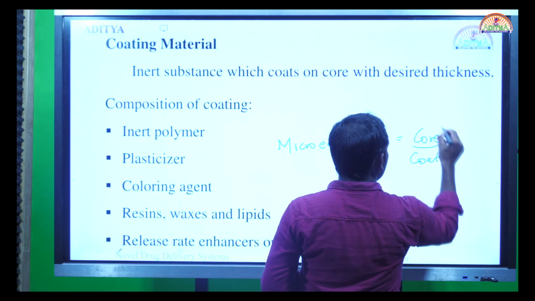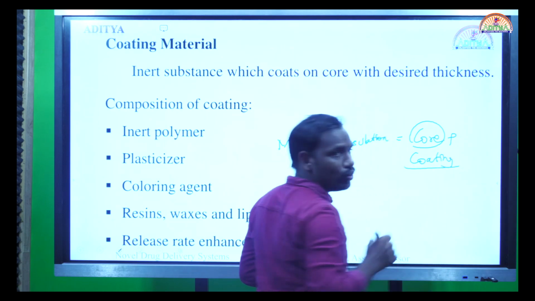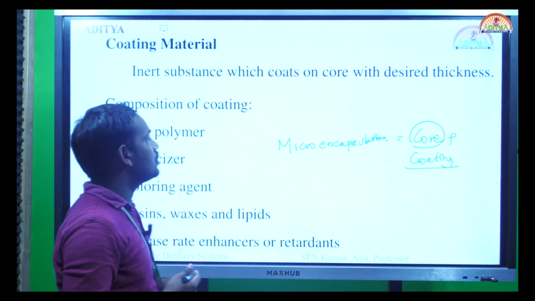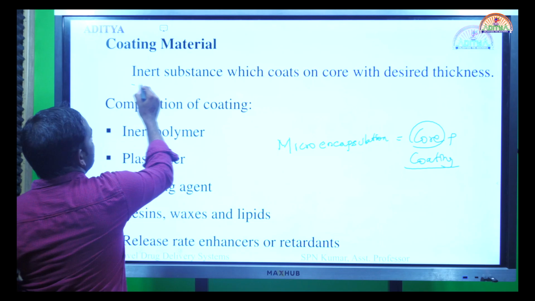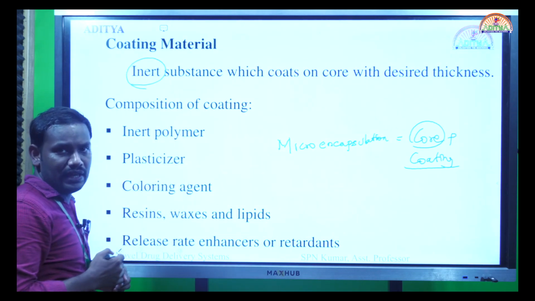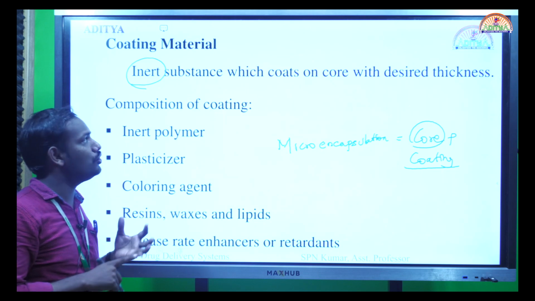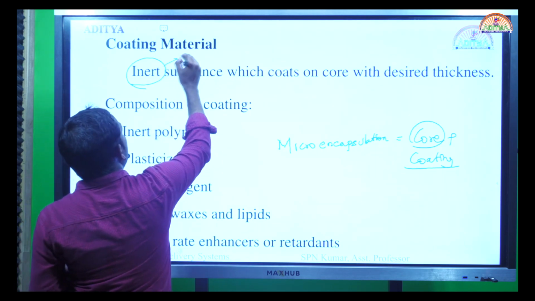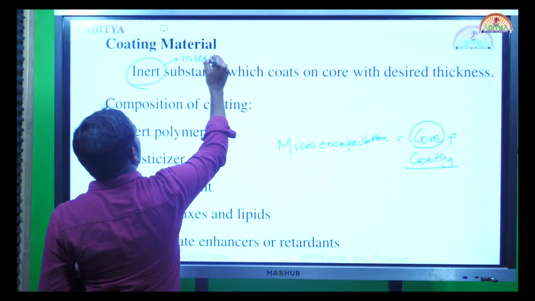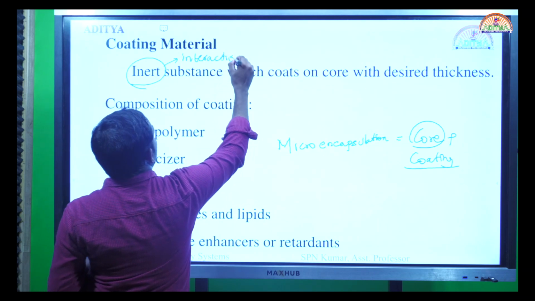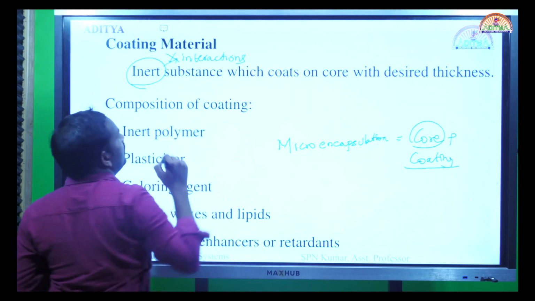So we discussed the core, now let us discuss the coating material. What are the materials which are used for coating? Inert substances. Why should the coating material be inert? It should be physically, chemically and physiologically inert, such that it does not cause any interactions.